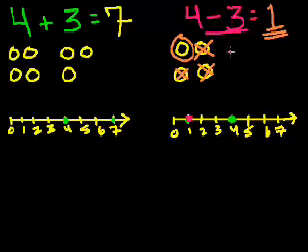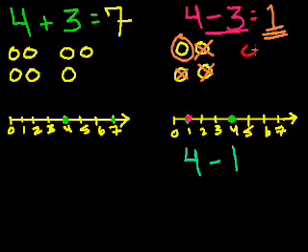Now let me show you some interesting things about subtraction. So we know that 4 minus 3 is equal to 1. Let me show you something else that's interesting. What is 4 minus 1? Well, we could use either example. Let's do apples now. I'm bored of the lemons.